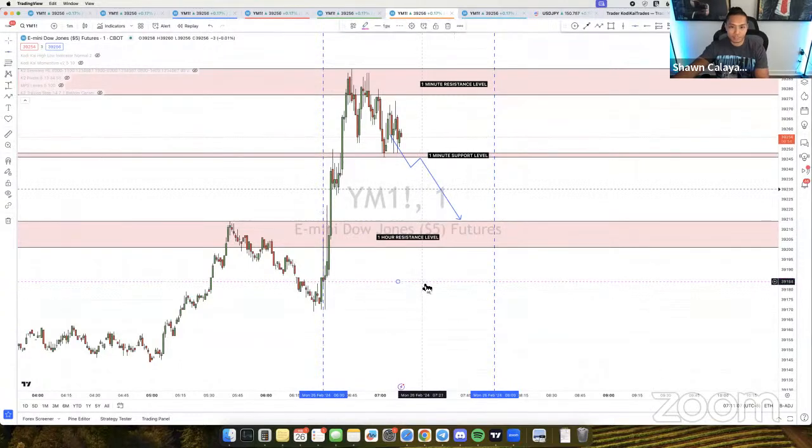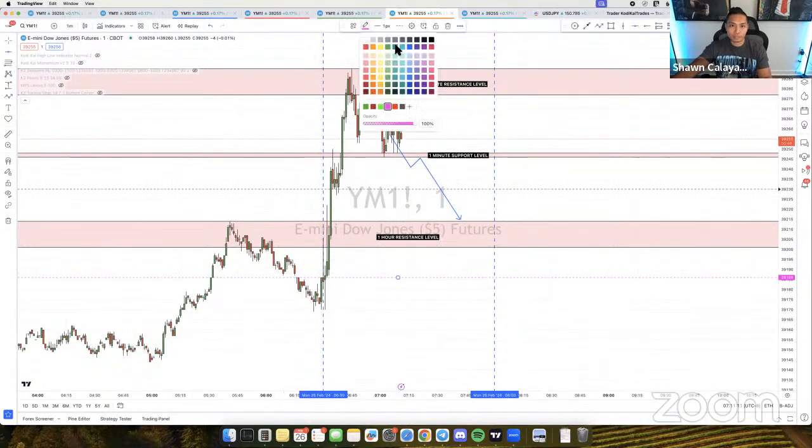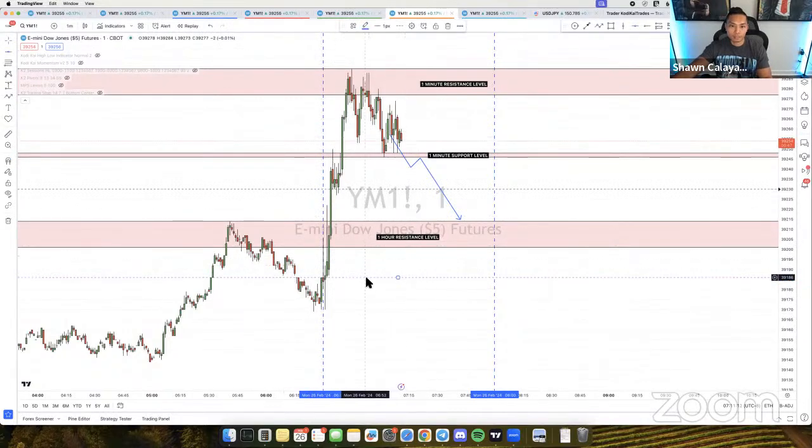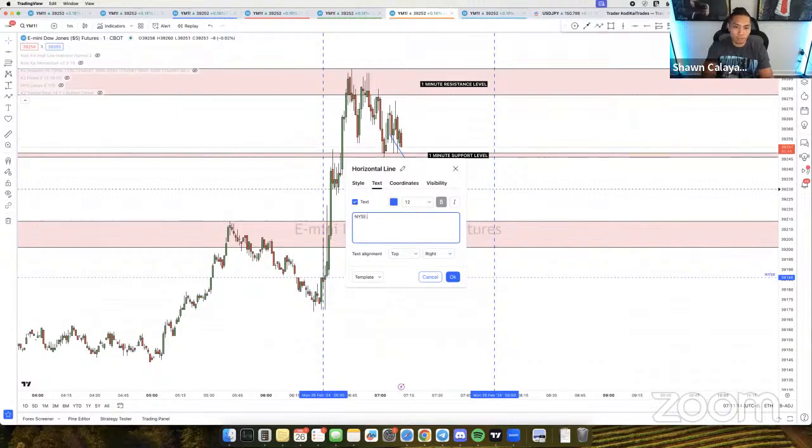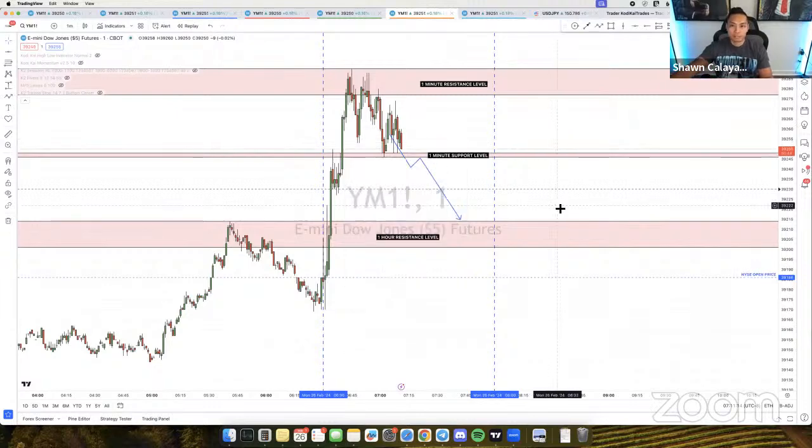Let me see if I could mark the market opening price here. So open is pretty far from where price is currently at. It's right here. So I mean, best case scenario, price goes back to open and hits our TP along the way. But yeah, it's a slow roll.